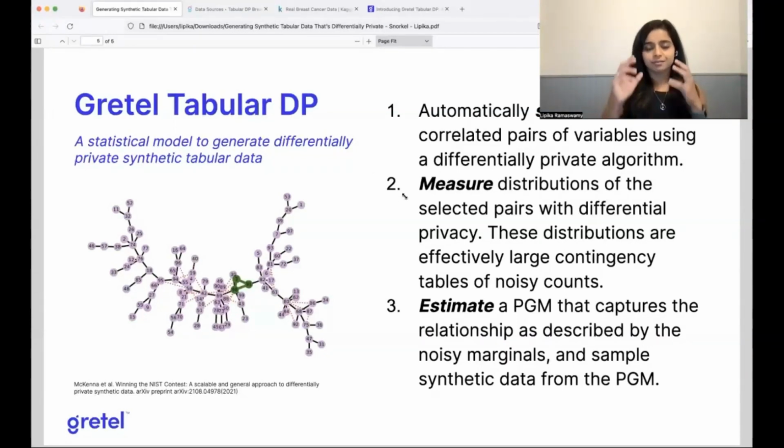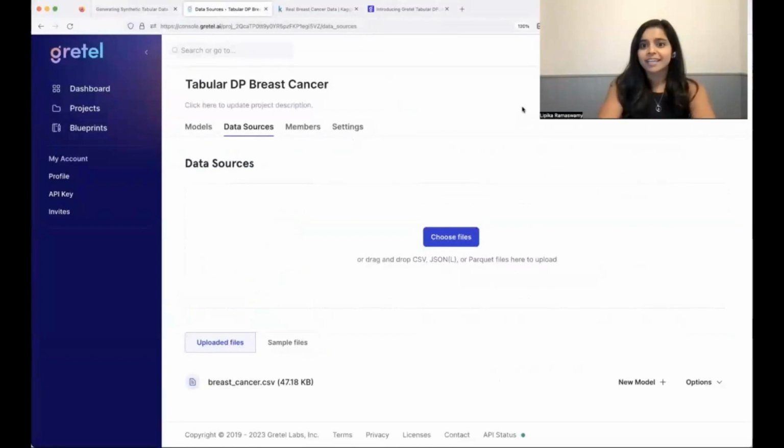So just keep in mind, it works really, really well when we have data that is independent across records. So let's try something. We'll use Gretel to generate synthetic data with Gretel Tabular DP. So here I have a data set.